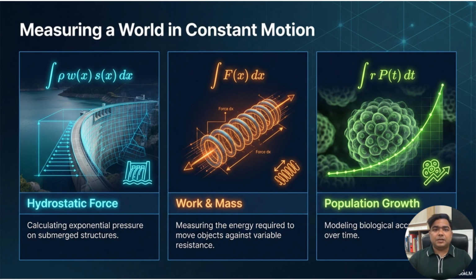The third example is population growth. When a population changes continuously with time, integration can help us calculate accumulated growth over an interval. The formula can be read as the integral of r times p of t dt, where r represents the growth rate and p of t represents population at time t. The key message is simple. Integration helps us measure things that are changing continuously.